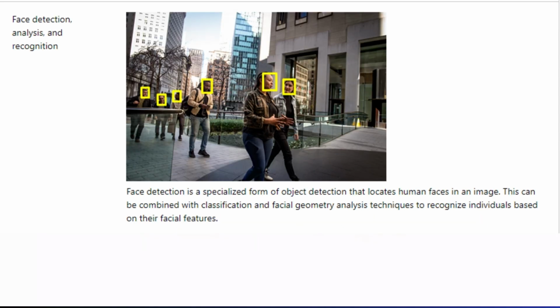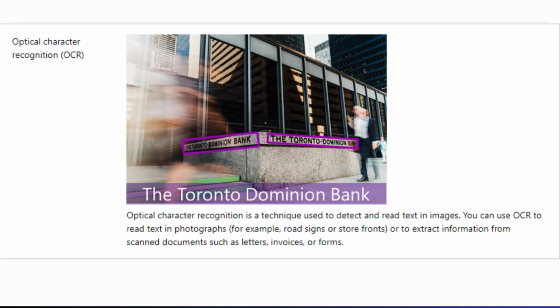Face detection, analysis, and recognition. It detects the faces from the image and can be combined with classification and facial geometry. It recognizes individuals based on their face features. Next is OCR. It is a technique which is used to detect the written text. It is used to read text in photographs and extract information from scanned documents, like we can see. Text is not visible clearly in the image, but it generated a caption for that.